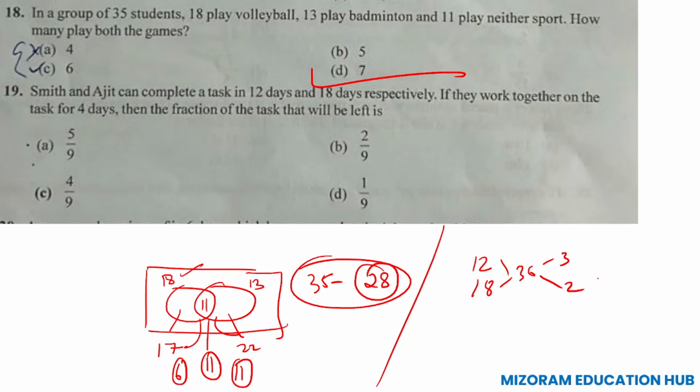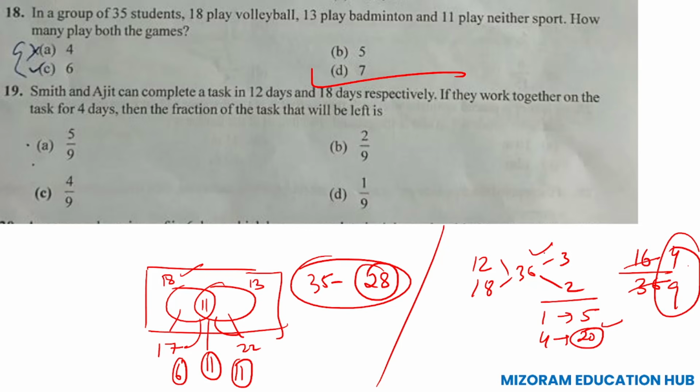If they work together on the task for 4 days, A completes 5 units and B completes 20 units. The fraction of the task that will be left remaining is 36 minus 20, which is 16, over the total of 36. Cancel 4 with 4 and 4 with 9. So 4 by 9 part is still remaining.